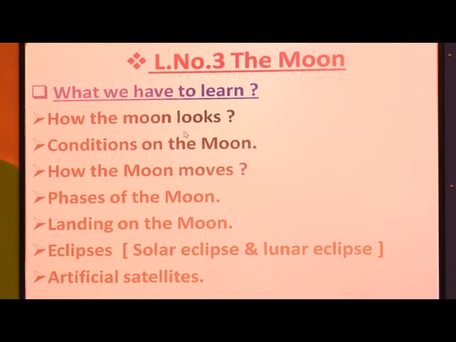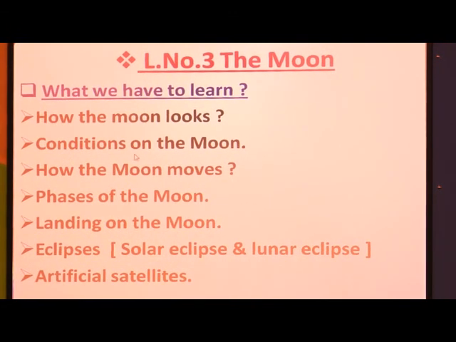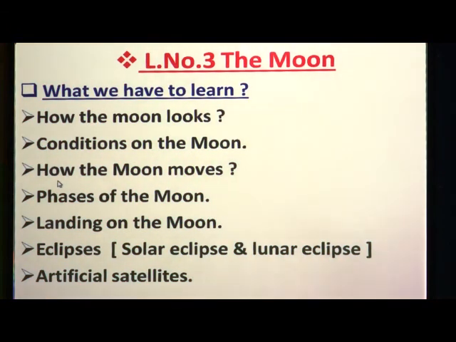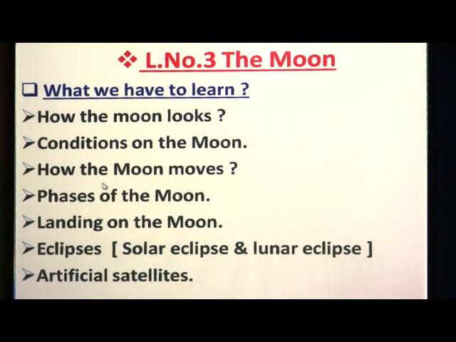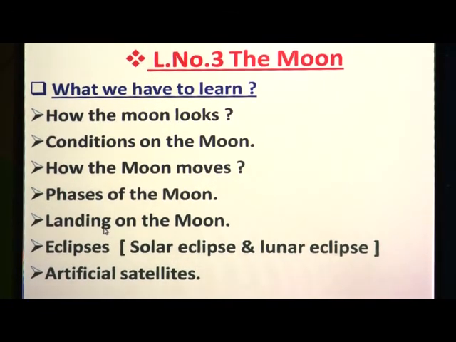In this topic we have to study how the moon looks, then second point, the conditions on the moon, then how the moon moves, then phases of the moon, landing on the moon. Also we have to study two types of eclipses, solar eclipse and lunar eclipse. And at last we have to study artificial satellites and uses of satellites.